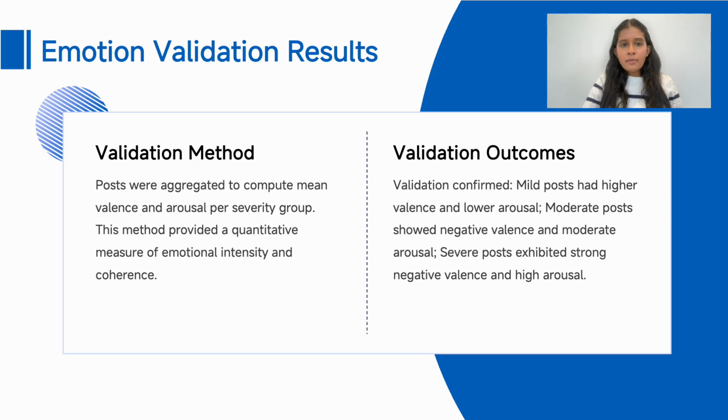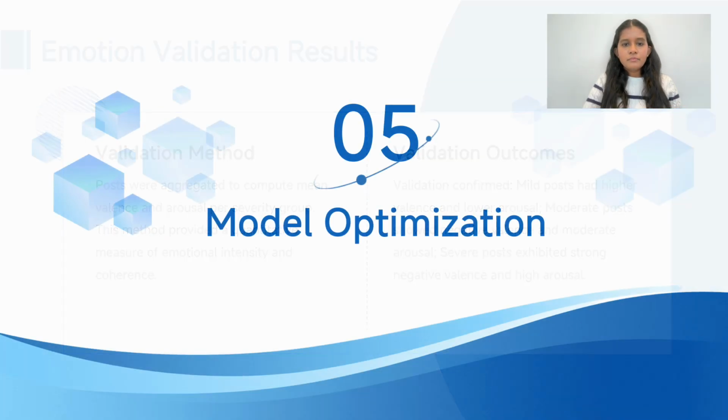Posts classified as mild distress showed relatively higher valence and lower arousal, which means they were more neutral or controlled emotionally. Moderate distress posts shifted towards more negative valence with moderate arousal, and severe crisis posts clearly showed strong negative valence combined with high emotional arousal, which aligns with urgent emotional states like panic or despair. After developing the initial model, the next step was to optimize it for better accuracy and stability.